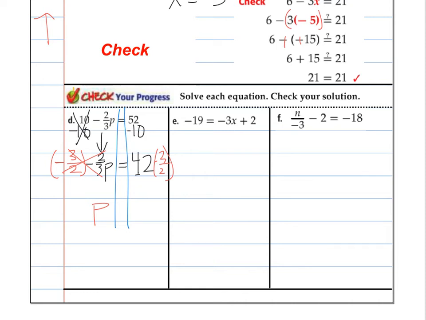Multiply, you put numbers over 1. Negative times a positive is a negative. 2 goes into 2 once. 2 goes into 42 21 times. 21 times negative 3 is a negative 63. Plug it in and check.